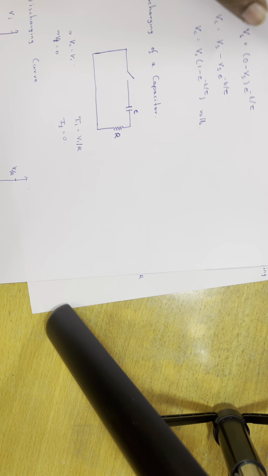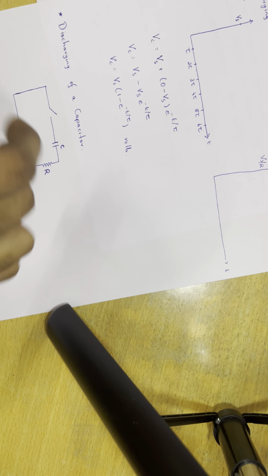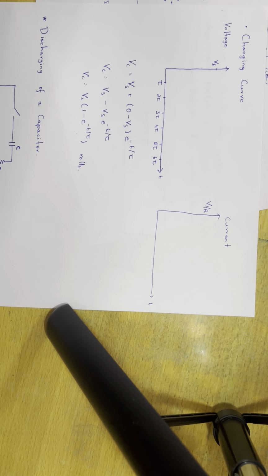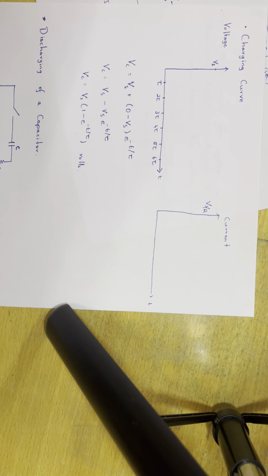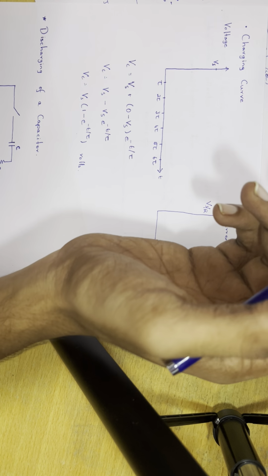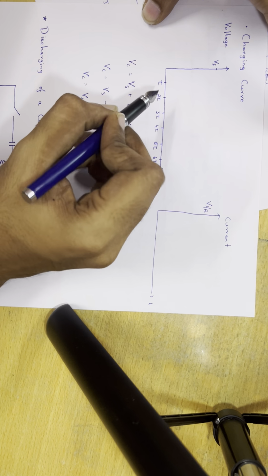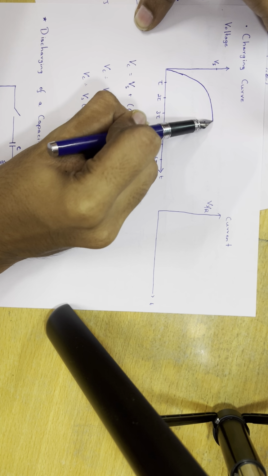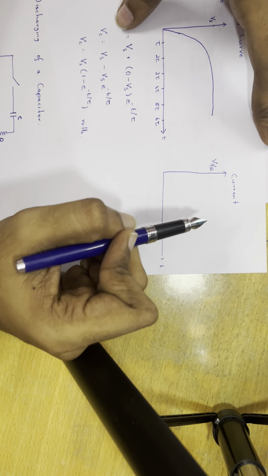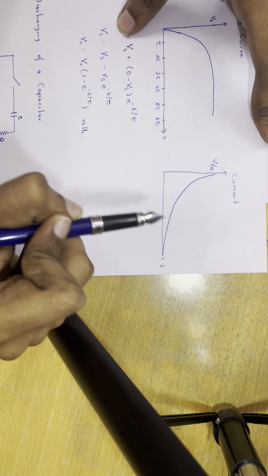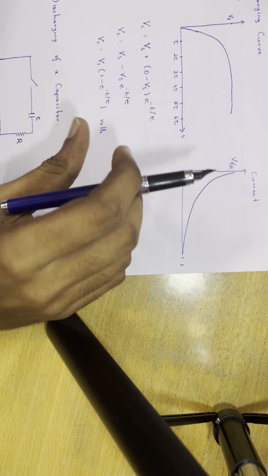So here the charging and discharging curves can be drawn. The charging curve gives the voltage across the capacitor, and this is the curve for charging, and the discharging current will go like this. This is the curve we get for charging and discharging.